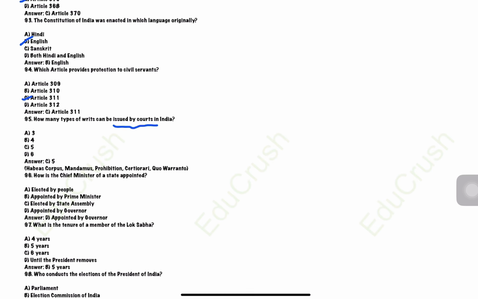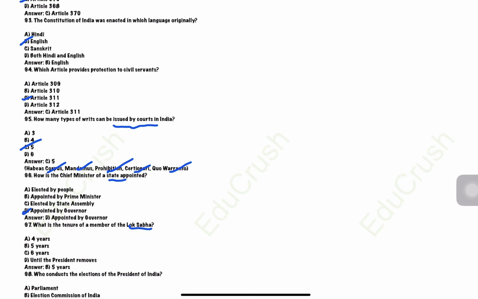How many types of writs can be issued by the courts in India? 5. Habeas corpus, mandamus, prohibition, certiorari, quo warranto. So these are the 5 types of writs that can be issued by the courts in India. How is the chief minister of a state appointed? Appointed by the governor.